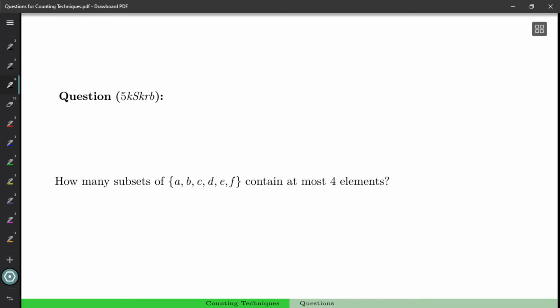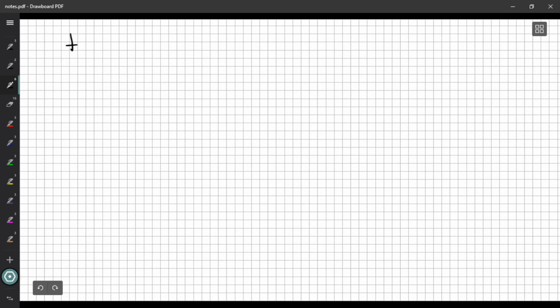How many subsets of A, B, C, D, E, F contain at most 4 elements? Alright, now we could start trying to list out the things that contain 4 elements, but let's try and do the opposite. We know how to count up the total number of subsets.